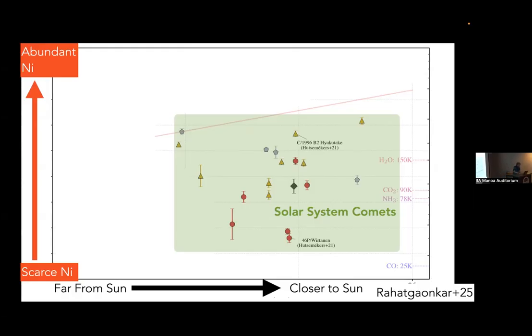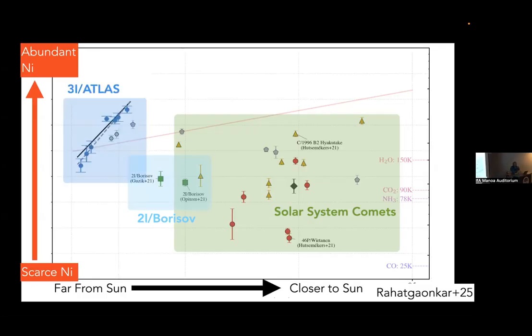We don't know the nature of that molecule. No idea. Okay, so that's what the solar system comets do. What do the interstellar comets do? 2I Borisov kind of fits in with this, but we only have a couple of measurements. So, okay, 2I Borisov is mostly consistent with this nickel picture.